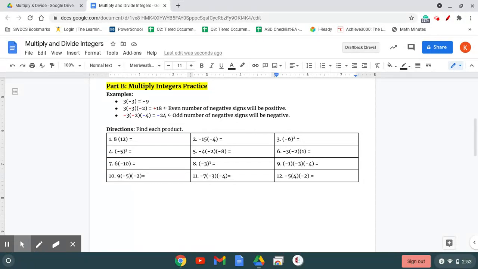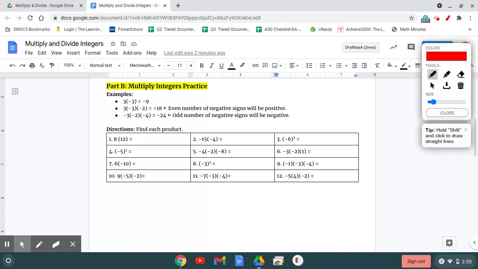There's a little bit of a rule that we can use when we multiply multiple numbers, which we had up top. We're going to look at it a little bit closer. When we have 3 times negative 3 times negative 2, there's a little trick to help you know if it's going to be positive or negative. So if you have an even number of negative signs, your answer is going to be positive.